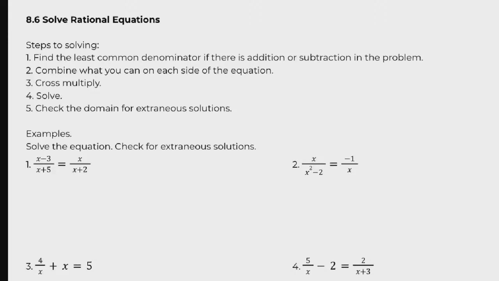8.6 is solve rational equations. So here are the steps. First, you want to find the least common denominator if there is addition or subtraction in the problem. Then you'll want to combine what you can on each side of the equation, cross multiply, and solve. And you'll want to check the domain for extraneous solutions.